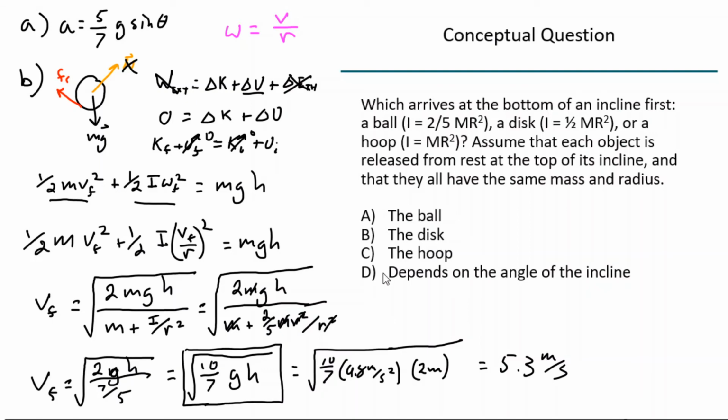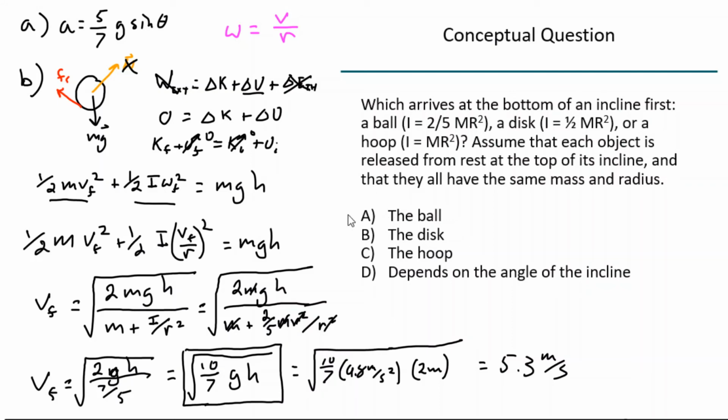Alright, well I'll give you a hint. It doesn't depend on the angle of the incline. And it's not the disc. It's either the ball or the hoop. It's either the one with the smallest moment of inertia, which is the ball, or the one with the biggest moment of inertia, which is the hoop. So take a minute, think about what your answer is, pause the video, and come back when you know what it is.